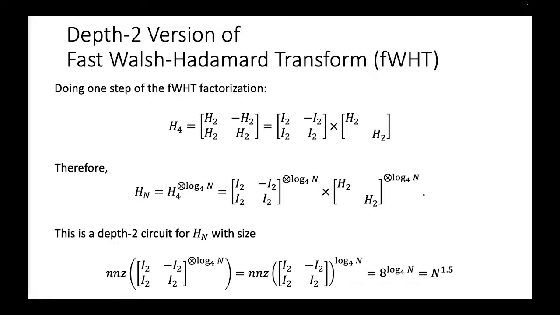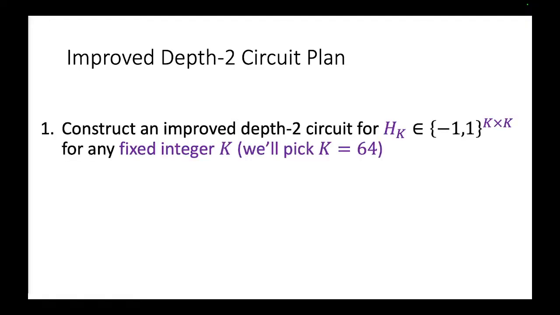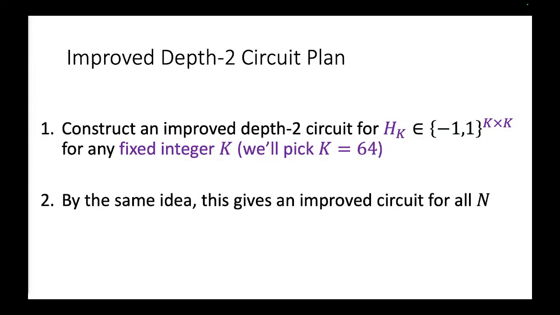So this is just doing one step of the idea from before. It gives you size n to the 1.5. And our goal is going to be to improve on this. So again, like I said, the plan is we're going to construct an improved depth 2 circuit for a fixed Walsh-Hadamard transform. It'll end up being the 64 by 64 Walsh-Hadamard. So how are we going to do this?